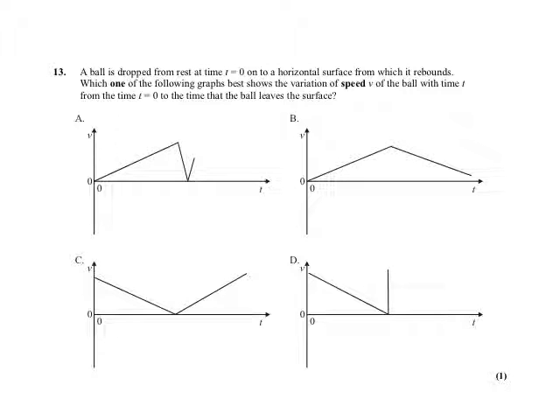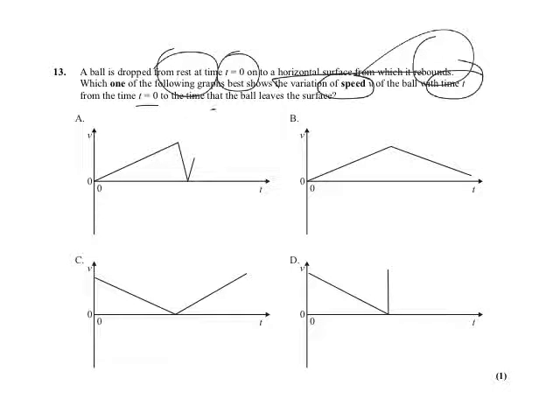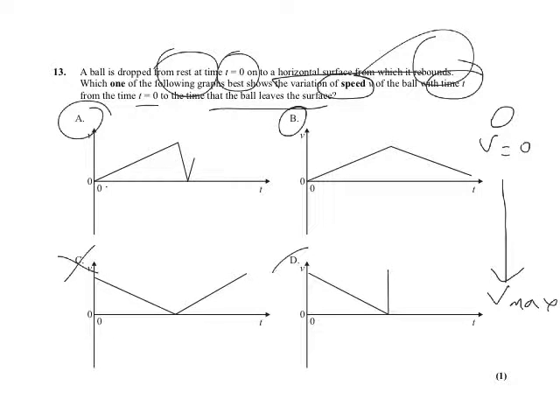Okay, so this is a familiar question. A ball is dropped from rest at time t equals 0 onto a horizontal surface from which it rebounds. Which one of the following graphs best shows the variation of speed with time t from the time t equals 0 to the time the ball leaves the surface? We've looked at this before in a previous question, but again we have the first situation, which is right at the beginning. The ball has a velocity equal to 0 and it accelerates, so its velocity increases to a max. So it can only be A and B, because C and D don't show that.